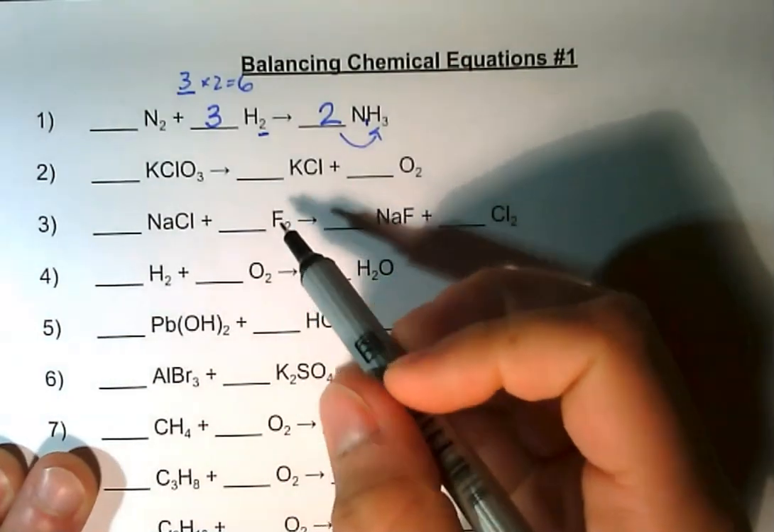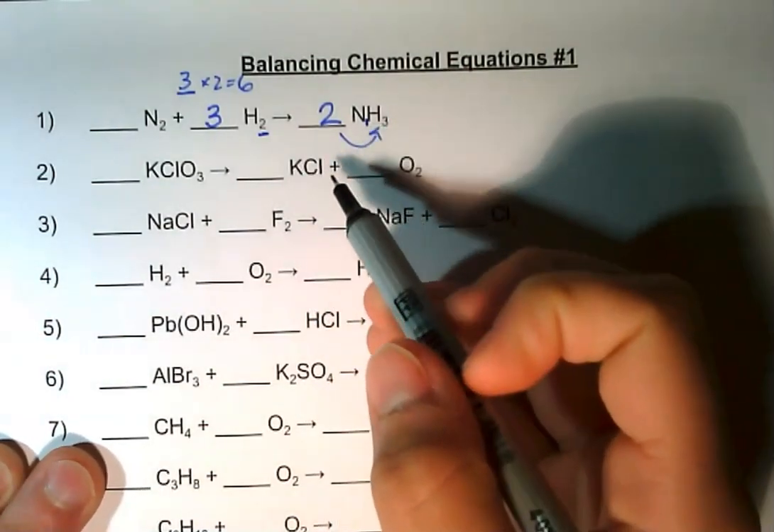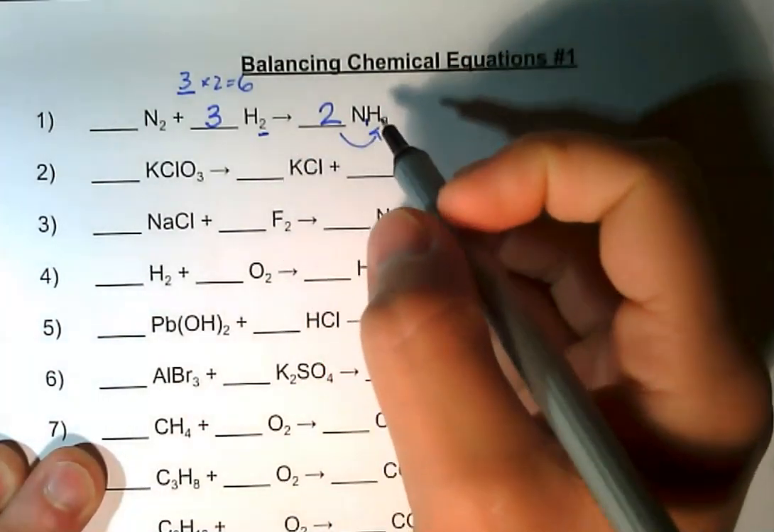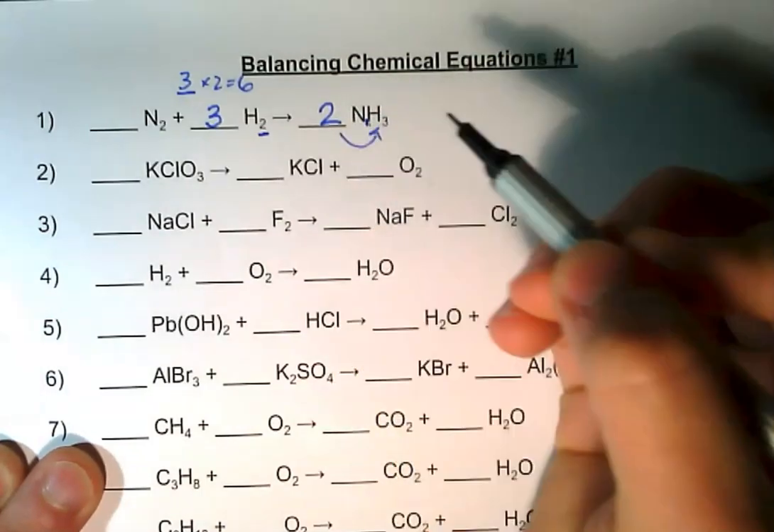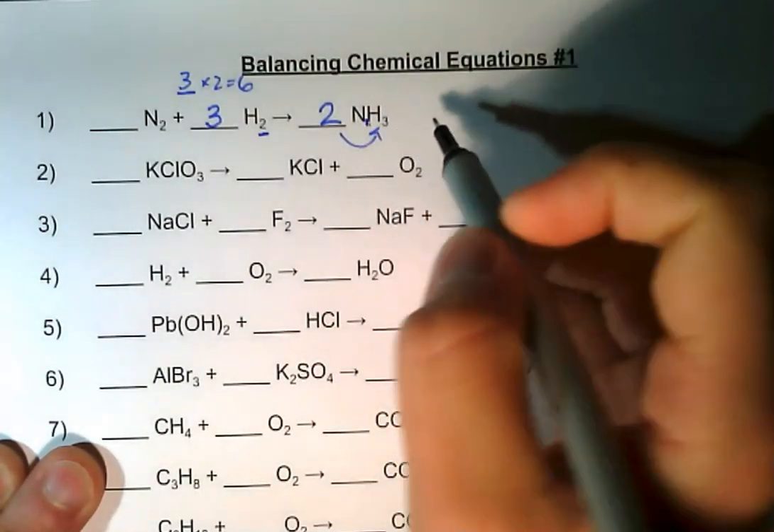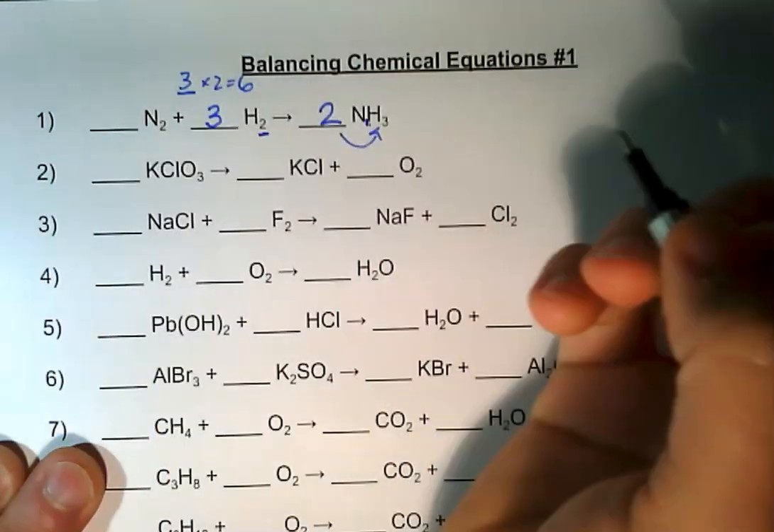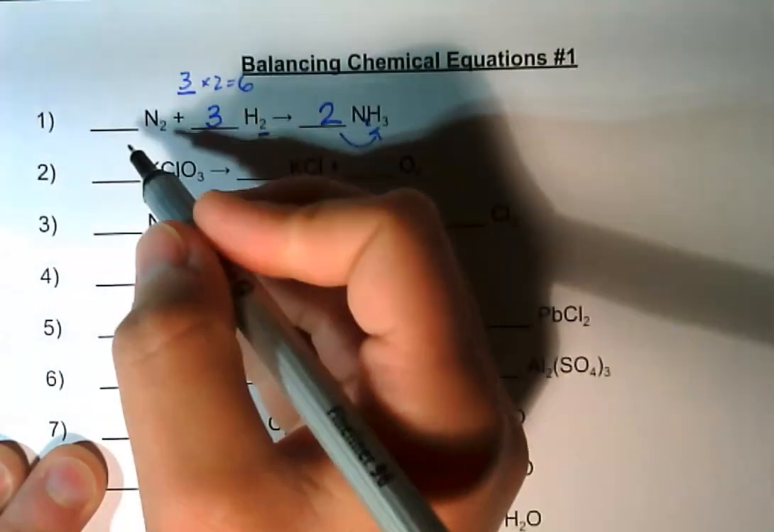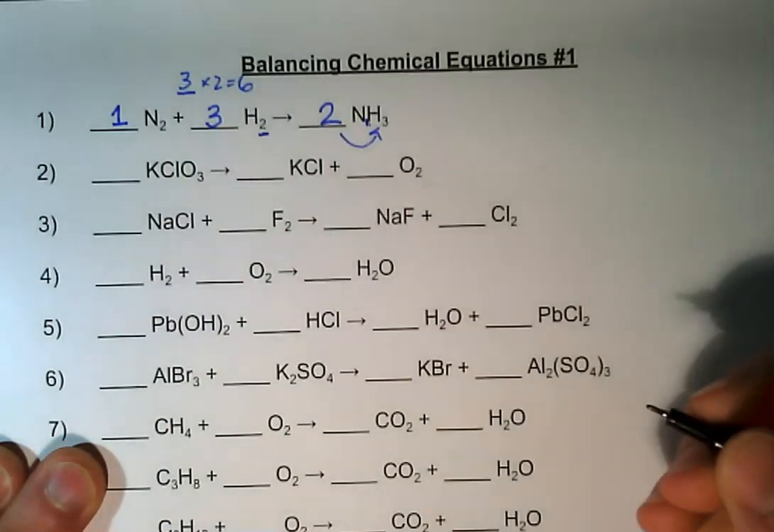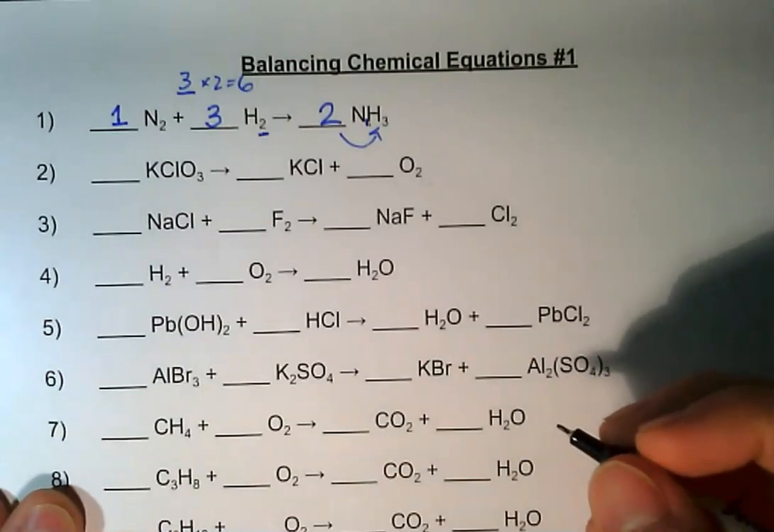Now I'm just going to go back and check on nitrogen. I already looked at it once, but I'm going to check to make sure it's balanced. 2 times 1, so I have 2 nitrogens on the product side, and then 2 times 1 nitrogen on the reactant side. So I don't need to fill in this one, but I like to go ahead and fill in my coefficient of 1 anyway. There's our first equation done.